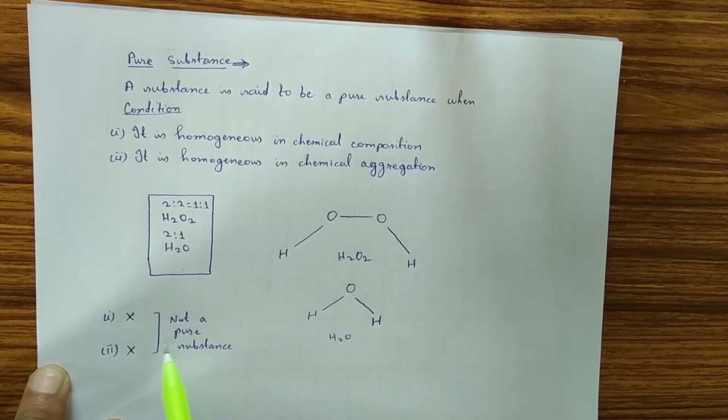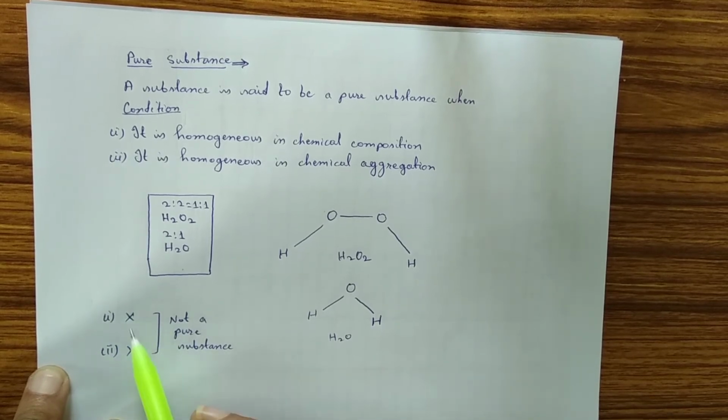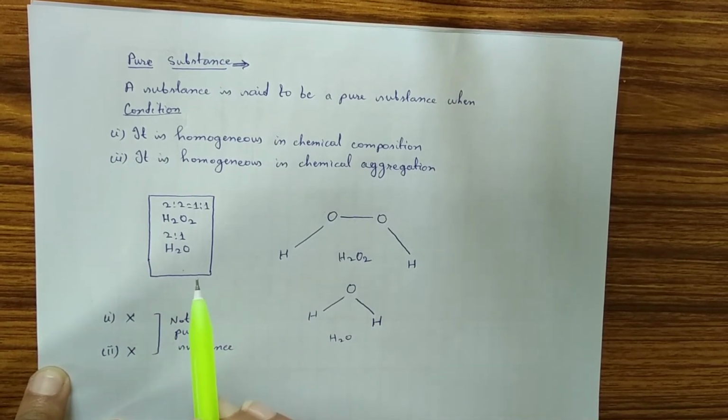To be a pure substance, it must be homogeneous in chemical composition and it must be homogeneous in chemical aggregation. So both the conditions are not fulfilled here, so it is not a pure substance.